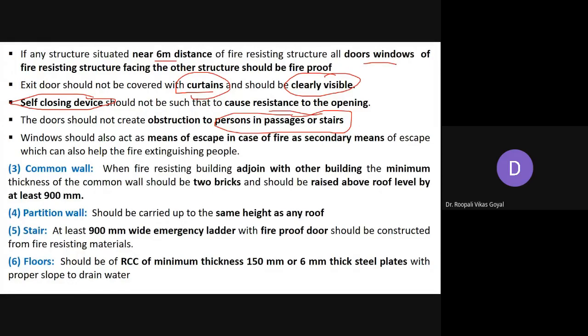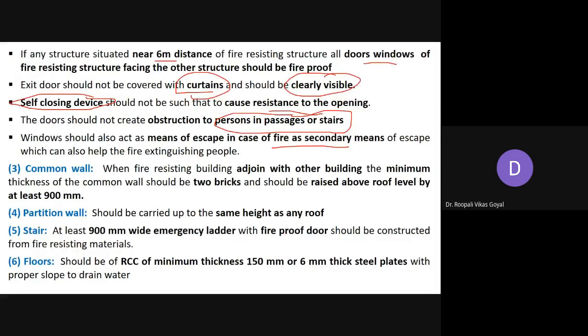And windows should also act as a means of escape in case of fire, as a secondary means. First is your door, but if due to some reason it is occupied, then this window should also act as an escape, as a secondary means. And it can also help the fire extinguishing people, so they can also come in from there.